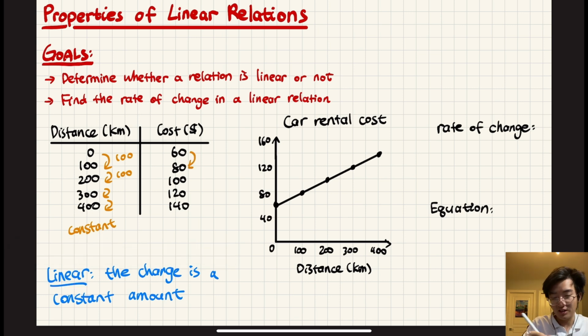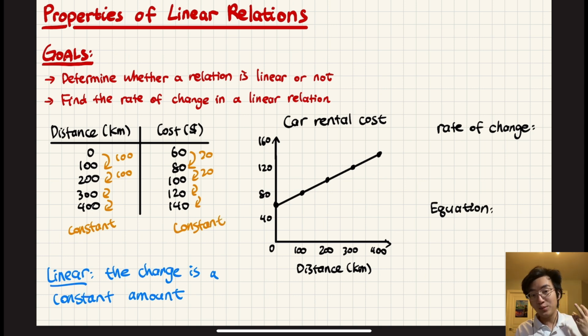Okay, then how about the cost? 60 to 80 goes up by 20. 80 to 100, we go up by 20 again, and again by 20. So the change in the cost is also constant. Now if those variables change at a constant rate, or by a fixed amount each time, then this is considered a linear relation. Yippee, linear! They don't have to be the exact same change.